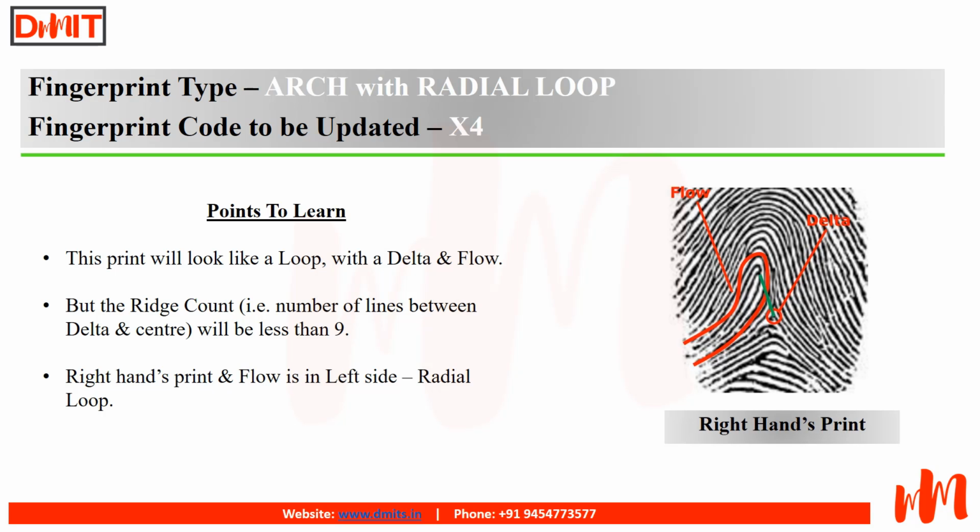So I have already mentioned that if it is a right hand print and the flow is on the left side, it will be an arc with radial loop, provided the ridge count is less than 9, and the fingerprint code to be updated will be X4.